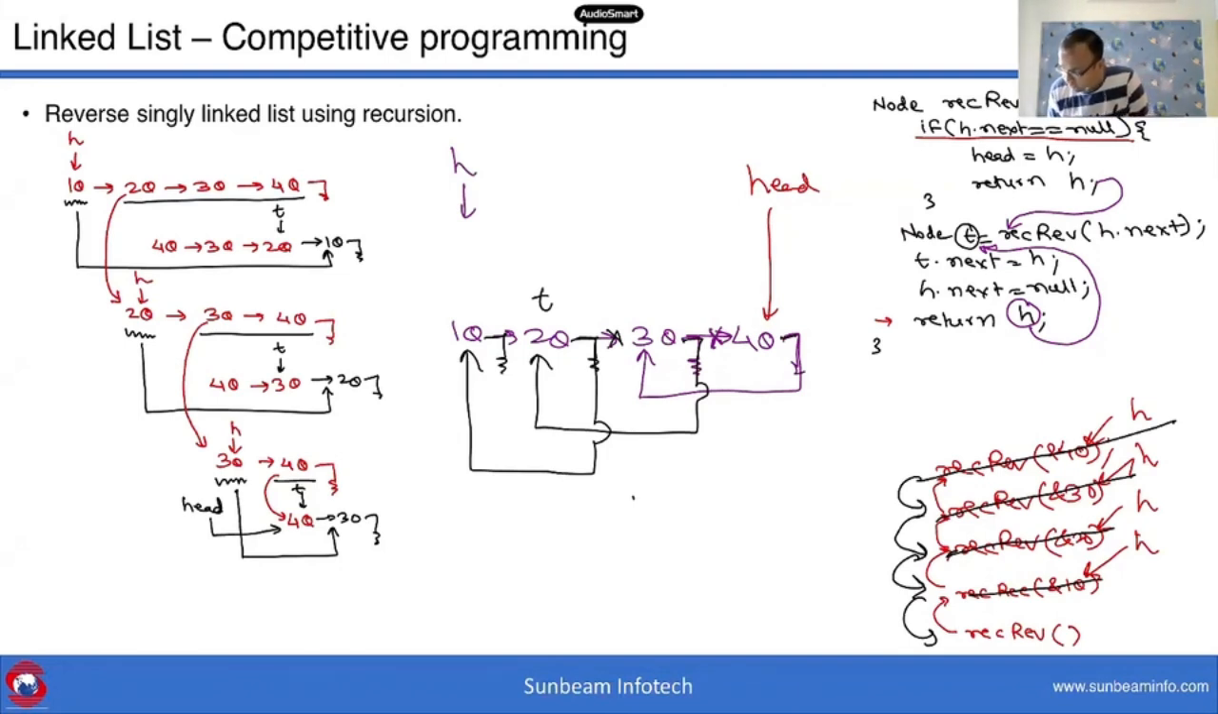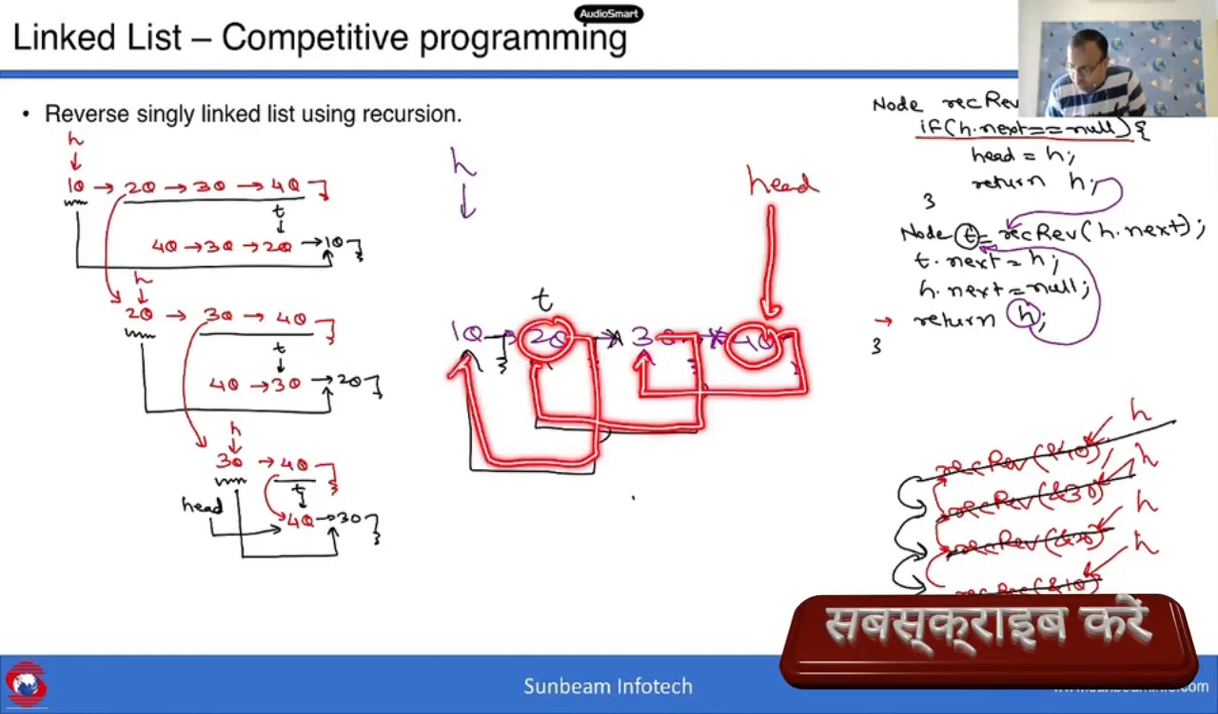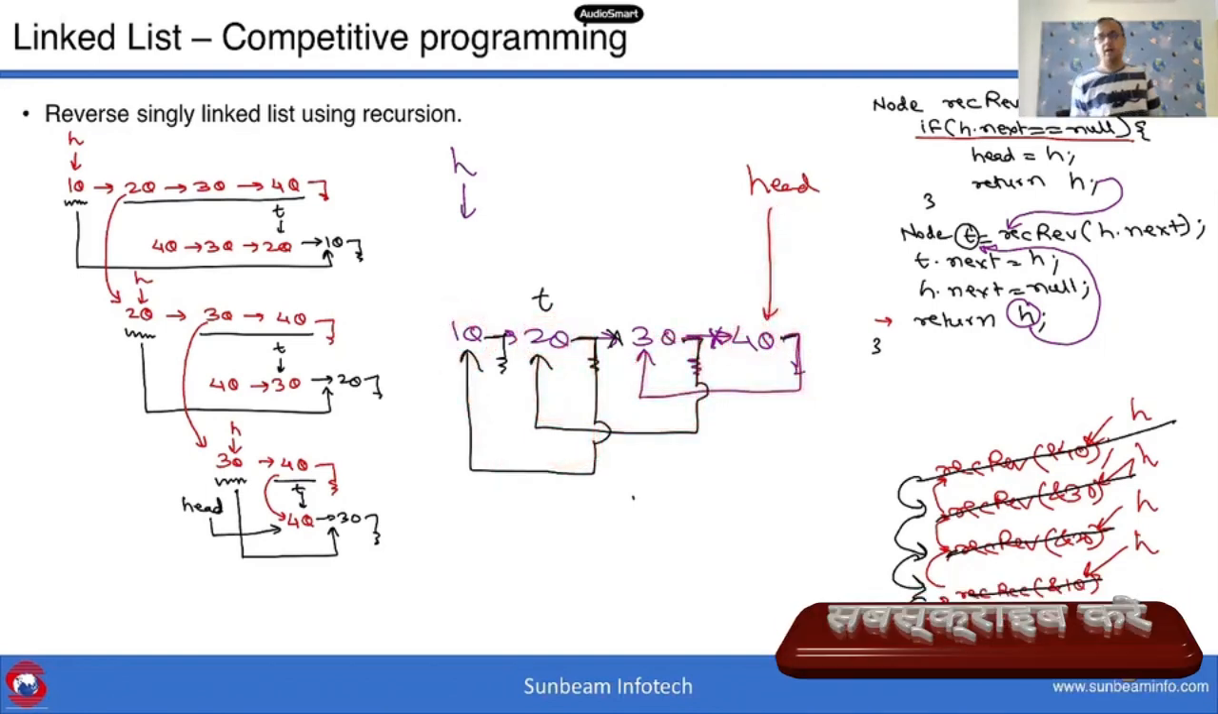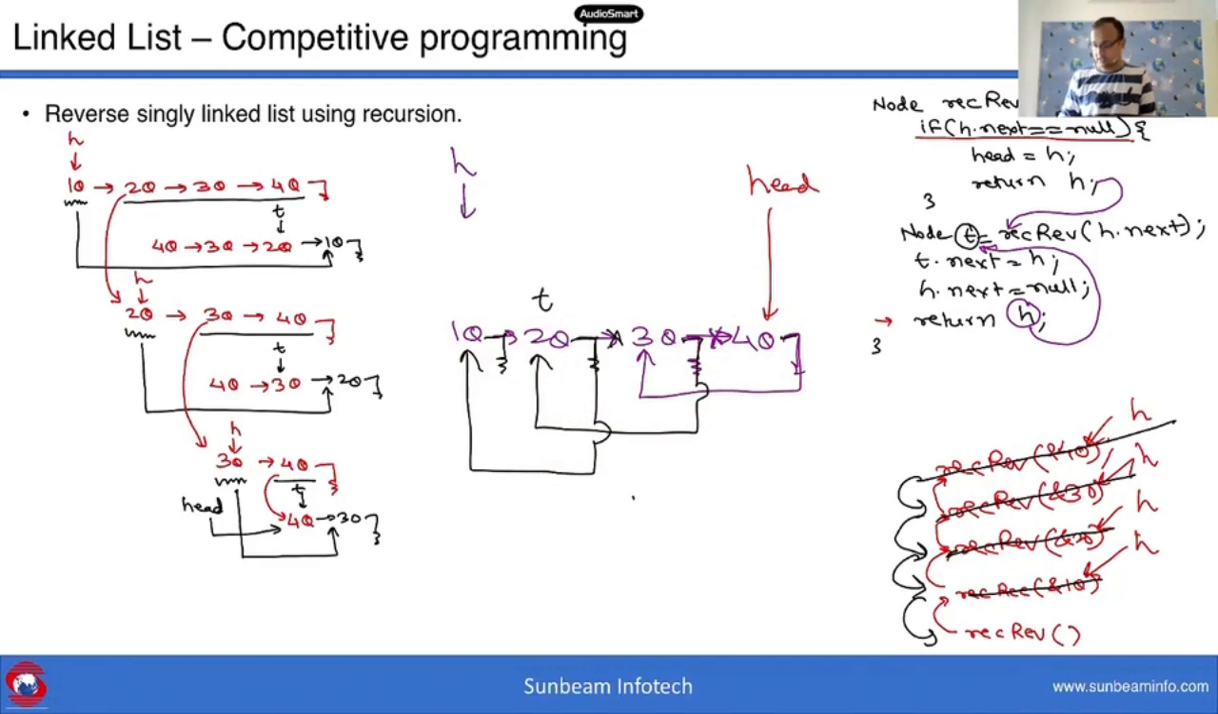That's it. And now my new linked list is where head is 40, 40's next is 30, 30's next is pointing to 20, and 20's next is pointing to 10. That's it. I hope, Sarang, this is fine.